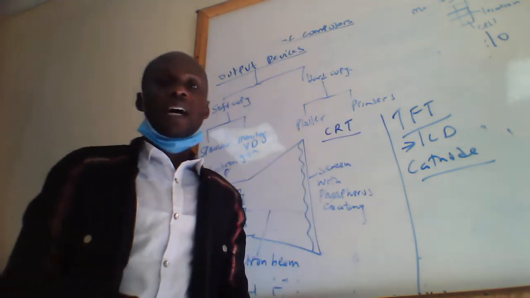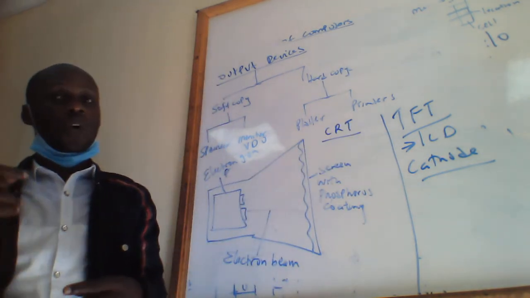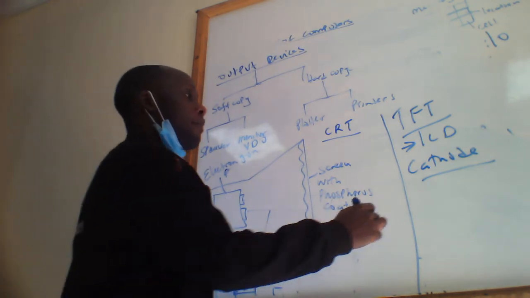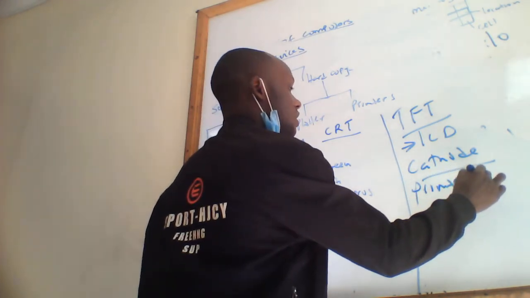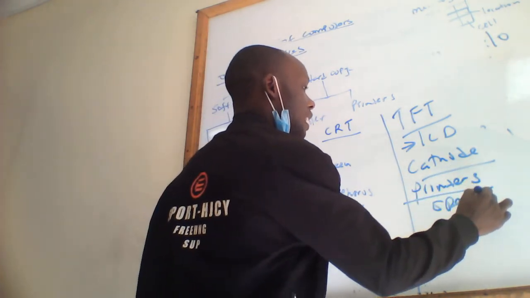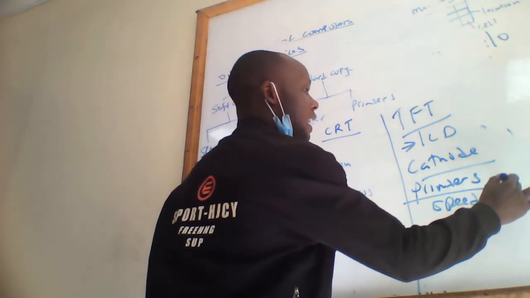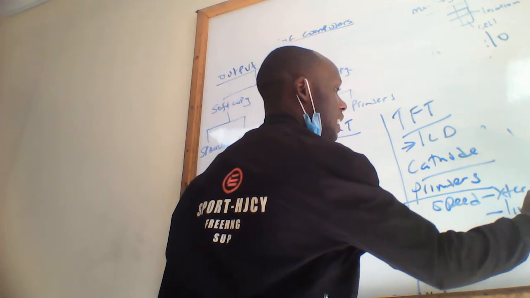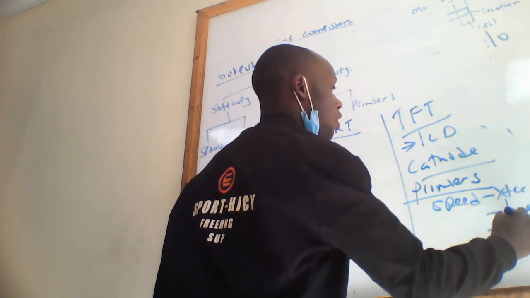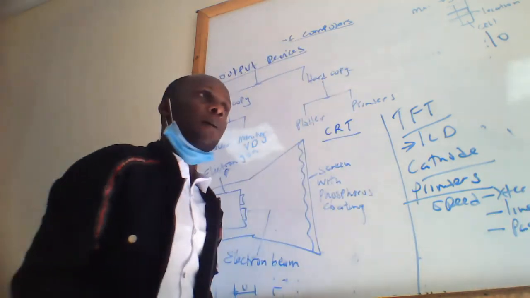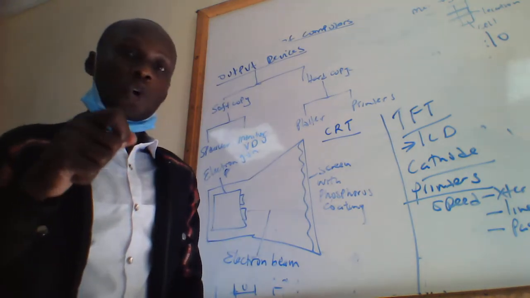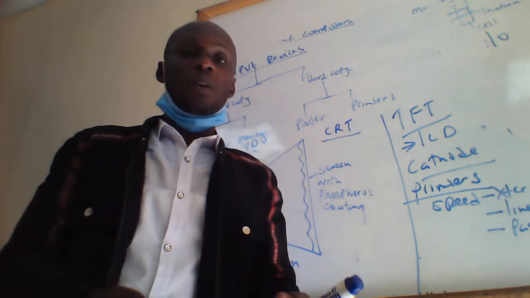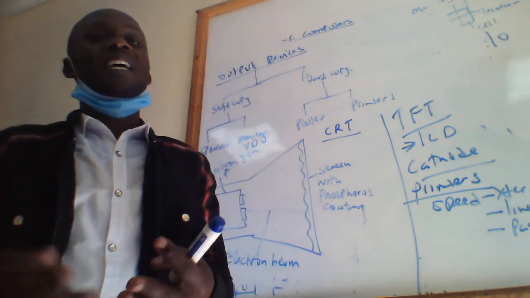Then printers are also devices that display hard copy output. Printers can be classified in various ways. One is according to speed. The first is the character printer, number two is the line printer, and number three is the page printer. A character printer prints or generates one character at a time. A character can be a digit, a symbol like a question mark, or a letter.